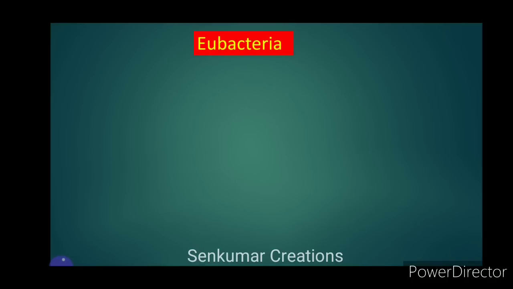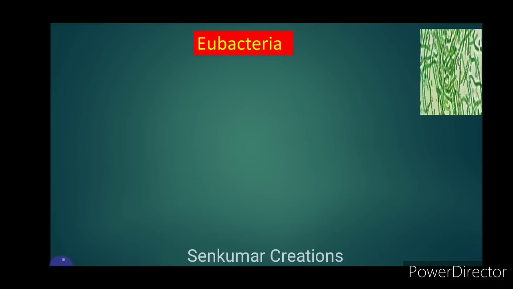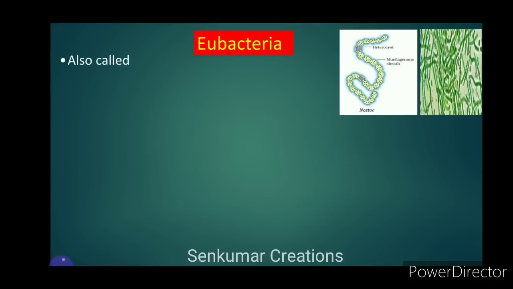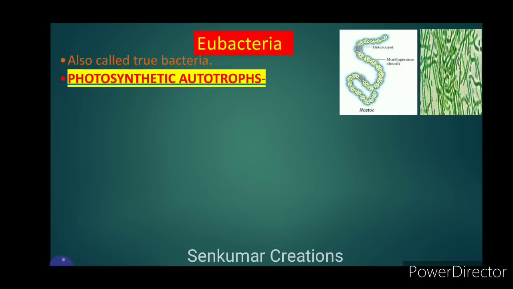So next, Eubacteria. The Archaebacteria classification is finished, and next we are going to see the Eubacteria, the true bacteria. So 'Eu' is the word, and Eu always means true. Don't forget at any time. So it is also called true bacteria. This true Eubacteria is classified into two groups. One is photosynthetic autotrophs and the other is heterotrophs. Photosynthetic autotrophs can make their own food by the process of photosynthesis, but heterotrophs depend on other organisms for food, because they have no chlorophyll pigment or chloroplast.